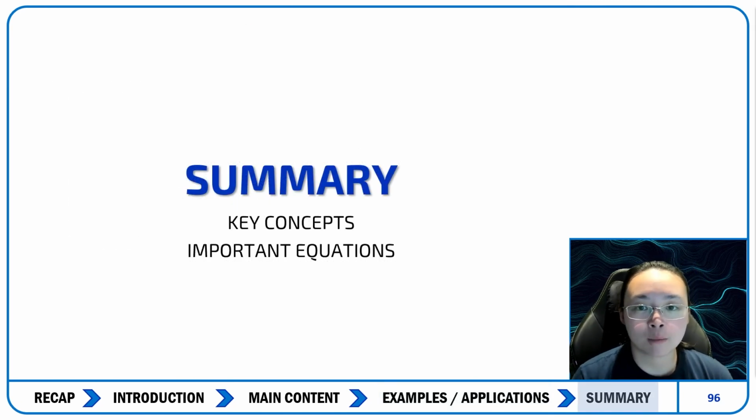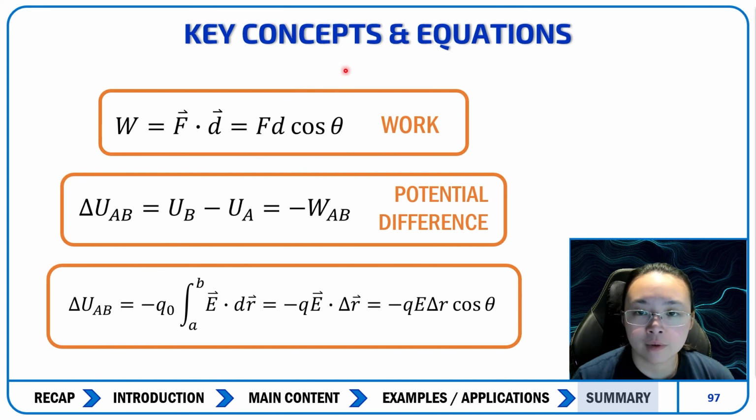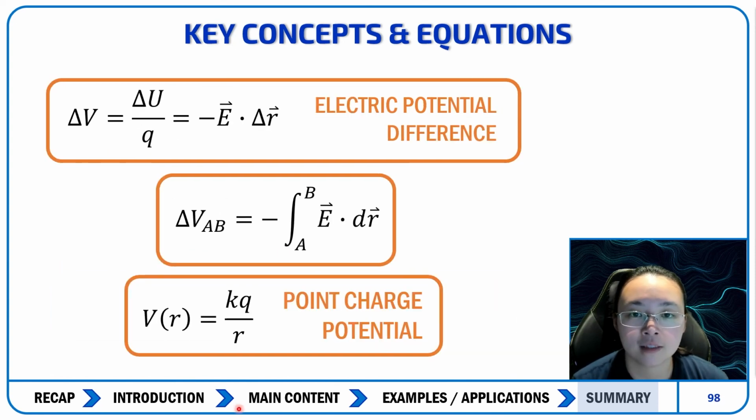Now let's go through a summary of electric potential. We're going to go through key concepts and mainly just important equations. So what did we go through? We defined work. We already know what the equation for work is. We defined the potential difference as the negative of work performed, which makes sense because the more work you put in, the less you're giving for potential energy. You have the change in potential energy being equal to this equation over here. But most importantly, we know delta V is equal to delta U over Q. That's the electric potential difference.